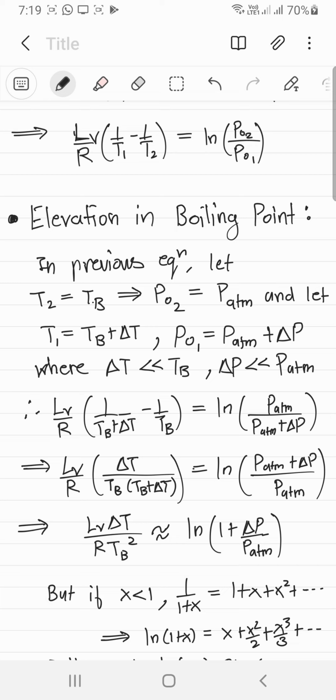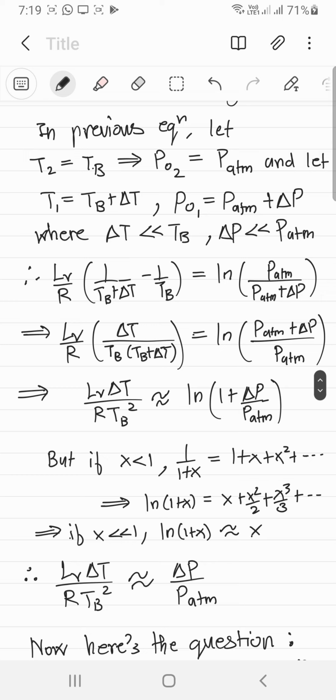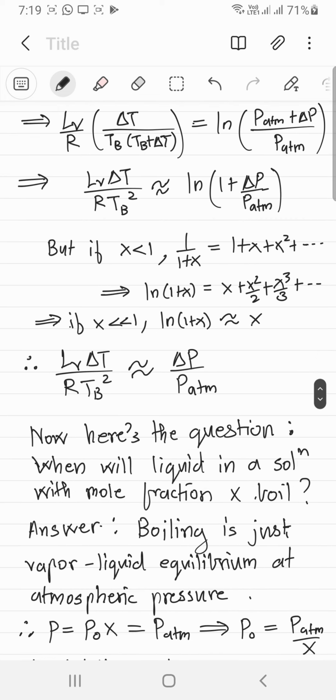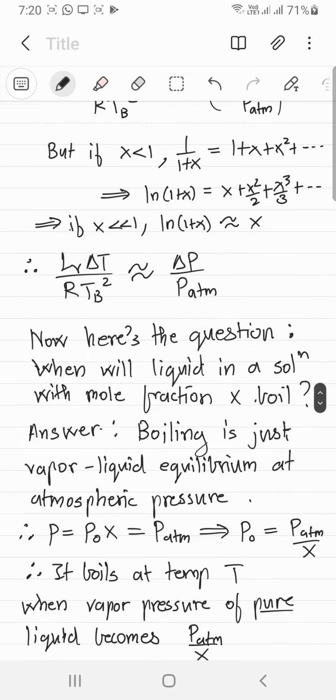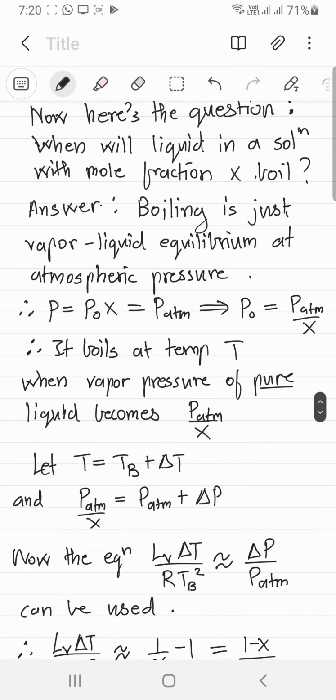And let T1 be something slightly more than the boiling point. And because the temperature increased, we intuitively think that the pressure should also increase. So we say P01 equals P atmosphere plus delta P. But then of course we can change delta P to negative values, so it doesn't make a difference. Where of course these changes are very small. And then doing a bit of approximation, some Taylor series expansion, you finally arrive at this conclusion. This is the equation that we use for elevation in boiling point, I mean the easier version of it.